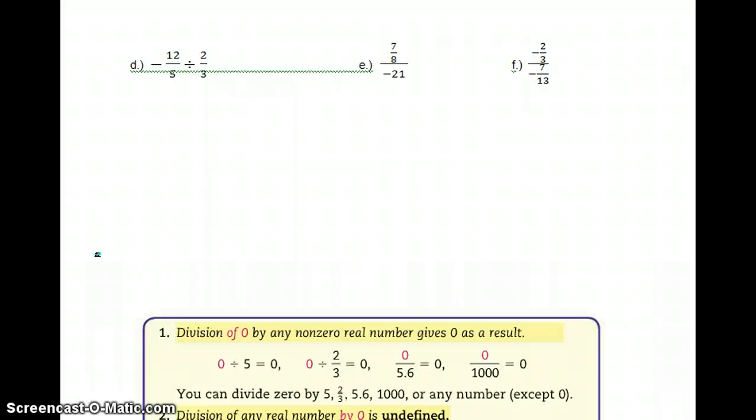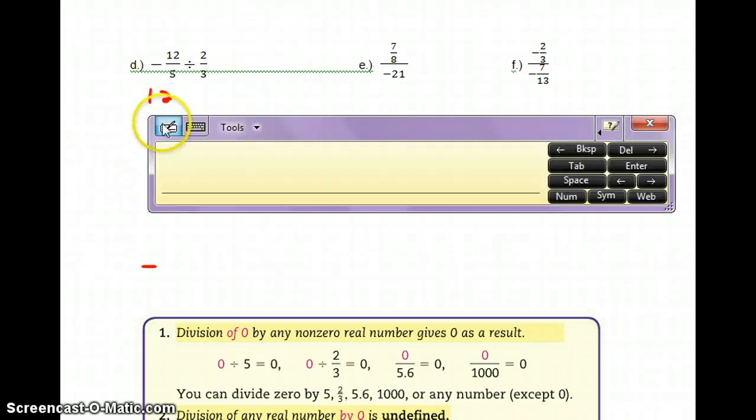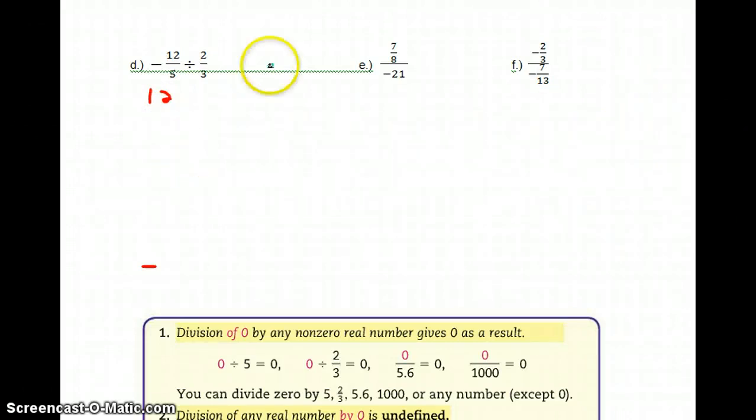Okay, by now you should have been able to check your work. What I like to do for this type of problem is look at what I'm given. I have a negative divided by a positive. My answer is going to be negative. Now throughout my problem, I'm not going to worry so much about my negative. So I know that I am going to keep my first fraction the same. It's going to be 12/5. I am going to change my division to multiplication and take the reciprocal of 2/3, which is 3/2.